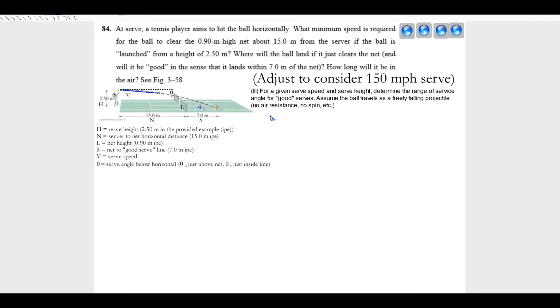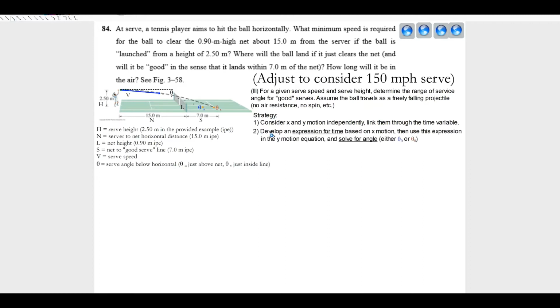Now the strategy for this is the same kind of strategy you always use for projectile motion problems. Consider x and y motion independently and then link them through the time variable. For this particular problem, I'm going to develop an expression for time based on the x motion and then use that expression in the y motion equation and then solve for the angle. And again, I'm either going to solve for theta n or theta s, and I'm going to do that with variables throughout.